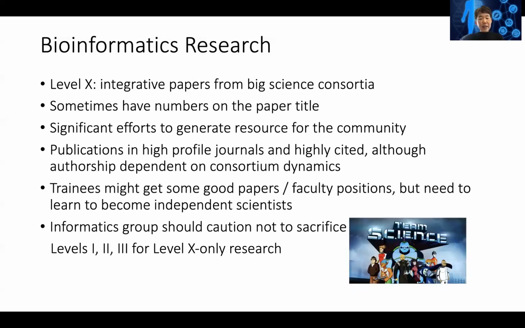And then in recent years, there is more and more level X bioinformatics research, which is integrative papers from big science consortiums. These are team science, major consortiums. Sometimes you can see ENCODE, TCGA, the GTEx consortium and so on. Some of these papers have numbers in the paper title, like profiling of 1,000 lung cancers, for example. You can see that's a level X team science project. So there are usually significant efforts used to generate resources for the community.